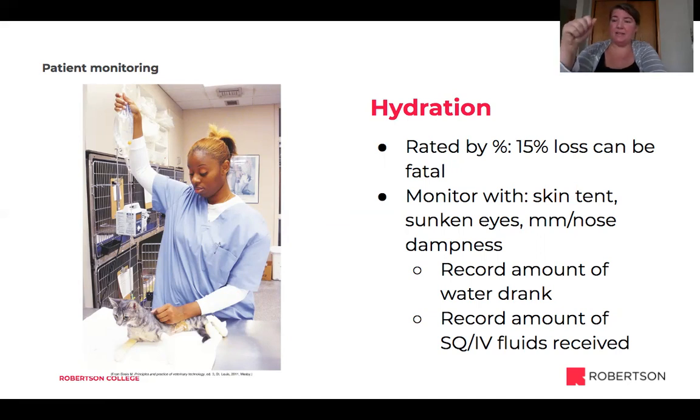And when we make a skin tent, or kind of grab that scruff area on the back of the cat, the skin doesn't go back down. It kind of stays up as a skin tent. We'll see that at about 10%. And at 15% loss, that animal will die. It's fatal. So we do want to make sure that our animals are hydrated while they are in the hospital. So we'll make a note in the file of how much they're drinking and how much fluids they are receiving.